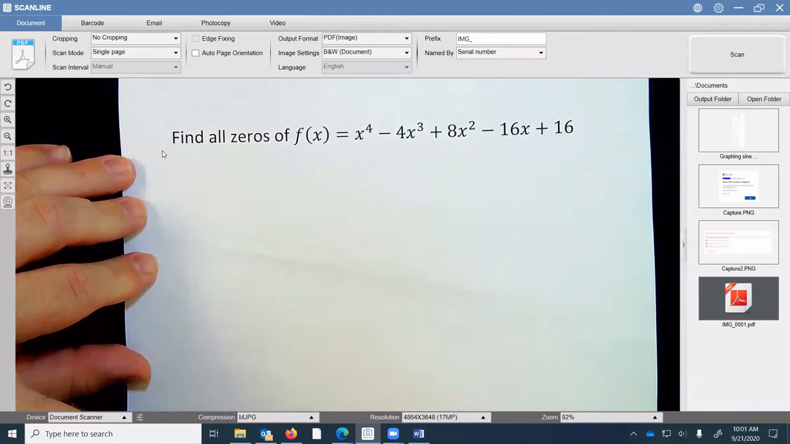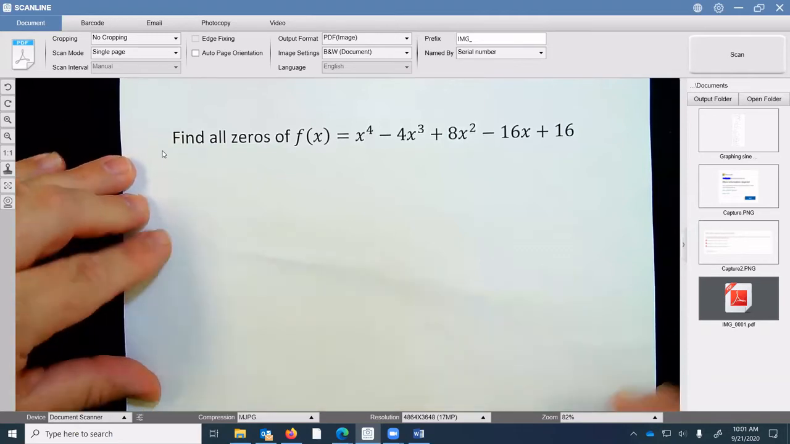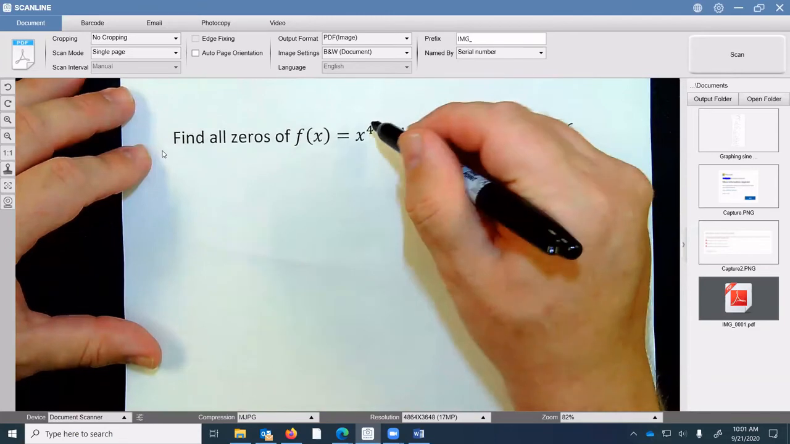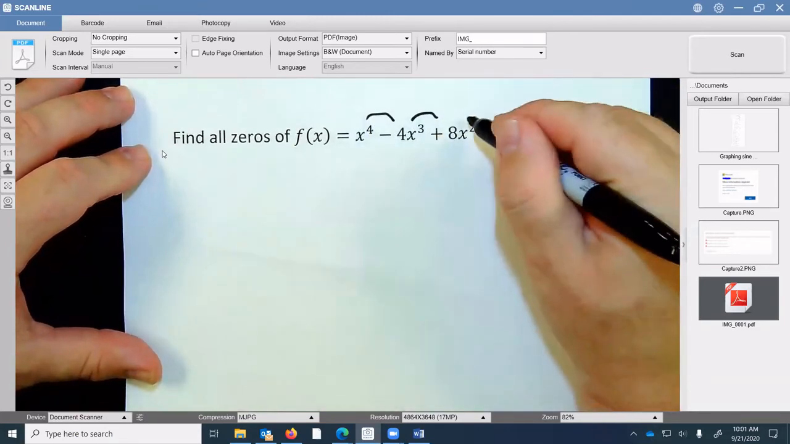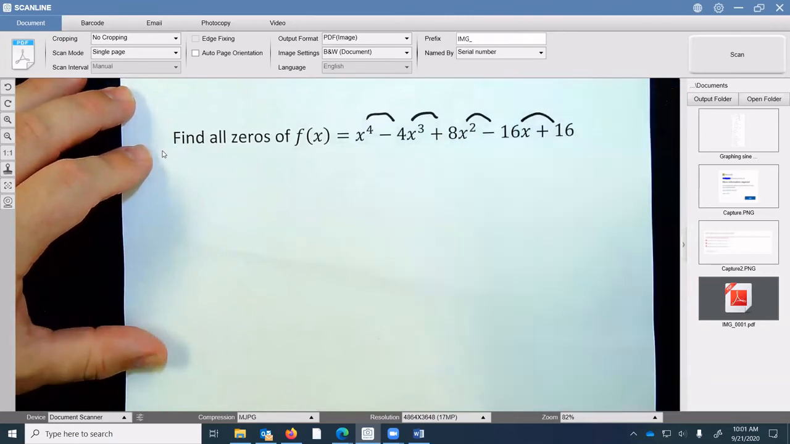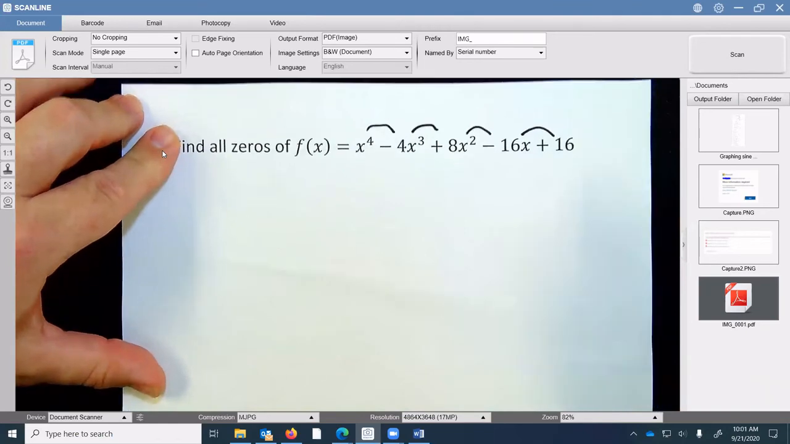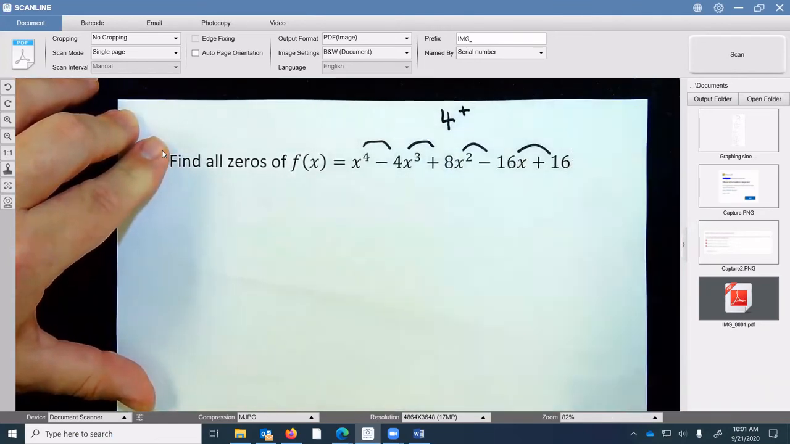What about the rule of zeros thing? Does that apply to this or not? Are you talking about Descartes' law of signs? Yeah, I can definitely do Descartes' law of signs, because with Descartes' law of signs, I count the number of sign changes. 1, 2, 3, 4. And by Descartes' law of signs, that means that I have 4 positive roots.